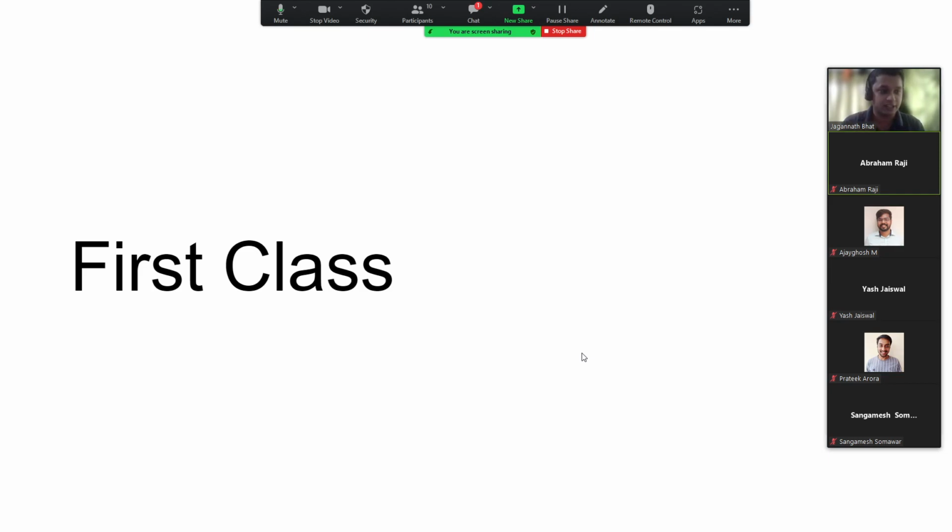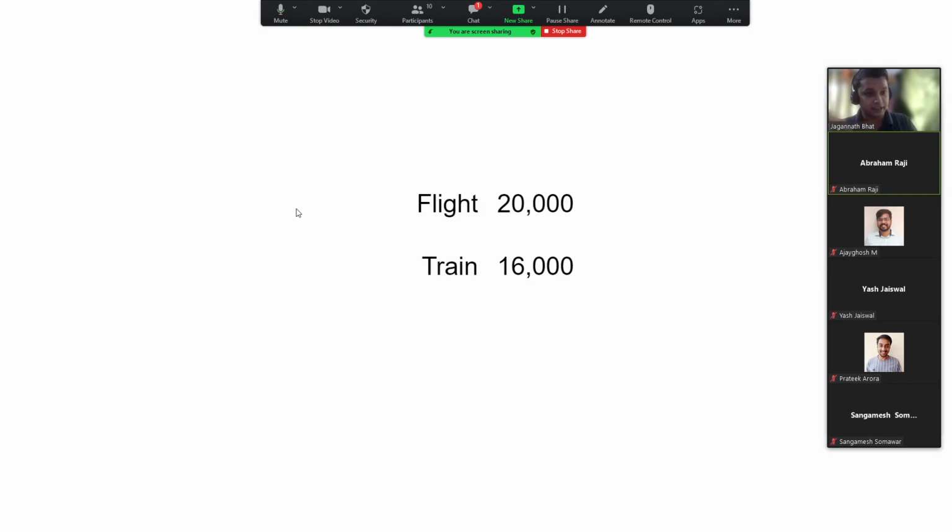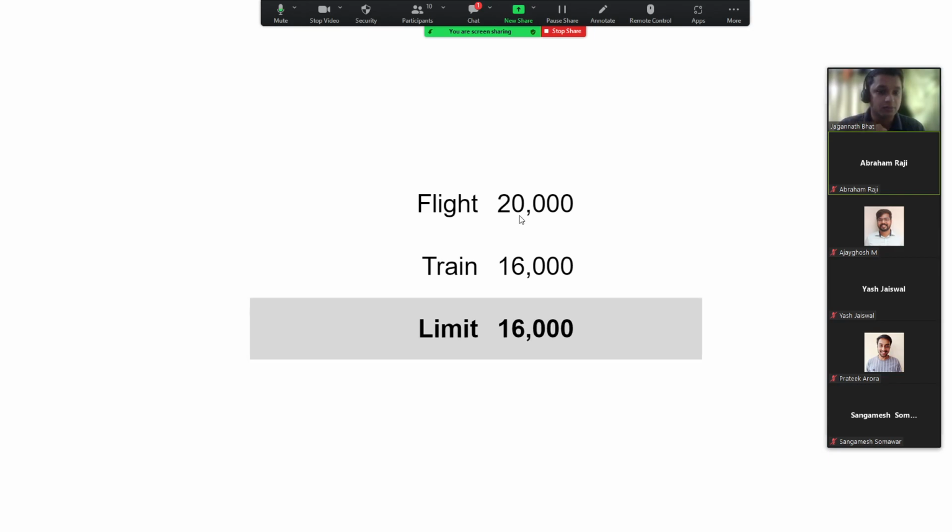For example, in this case, I said we are going to Shimla, right? The limit is the cost of a first class AC train ticket, not a flight ticket. So even if you go by flight, you need to find out what the charge for a first class AC train ticket to the same place is, and that will be your limit. Even if that train ticket is 16,000 back and forth, you cannot claim the 20,000. You can only claim the 16,000. So yes, you can claim LTA, but your limit will be 16,000.